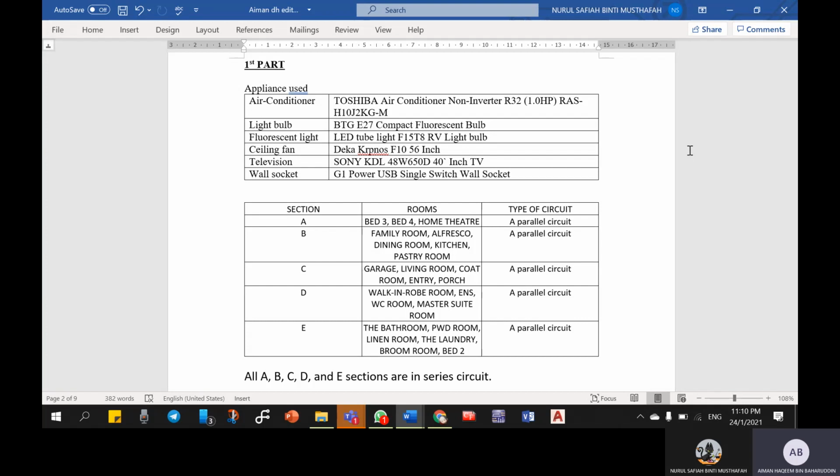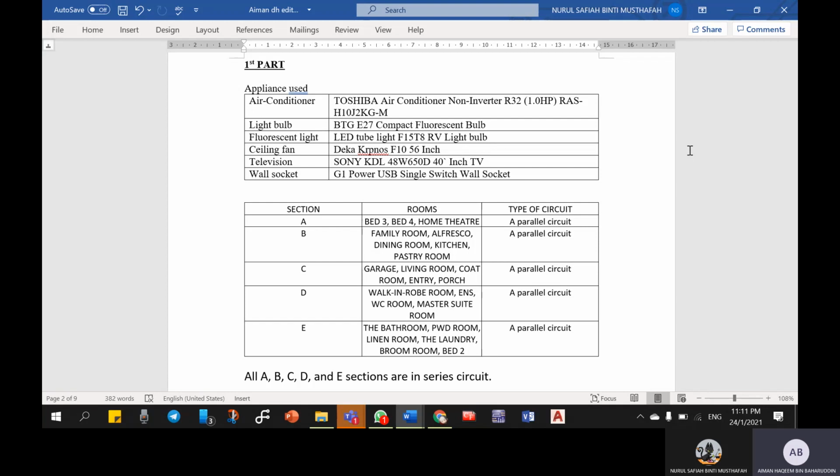For the first part of the assignment, we need to determine whether the electric wiring connection uses parallel or series connection. So we decided to divide the circuit into sections where there are parallel circuits, but in series to other sections. In section A, the rooms are bed 3, bed 4, and home theater, which are in a parallel circuit. For B, we use family room, alfresco, dining room, kitchen, and pastry room, which is also a parallel circuit.